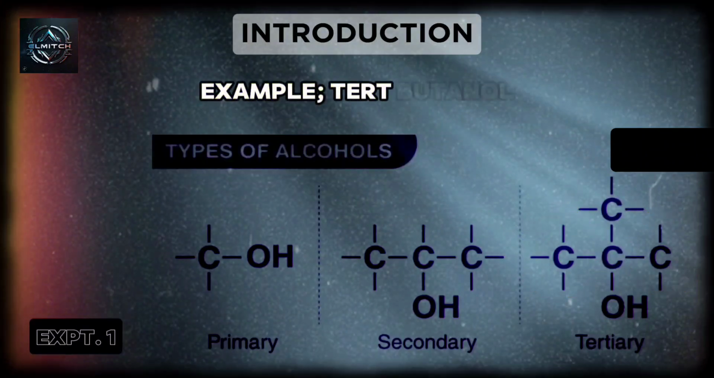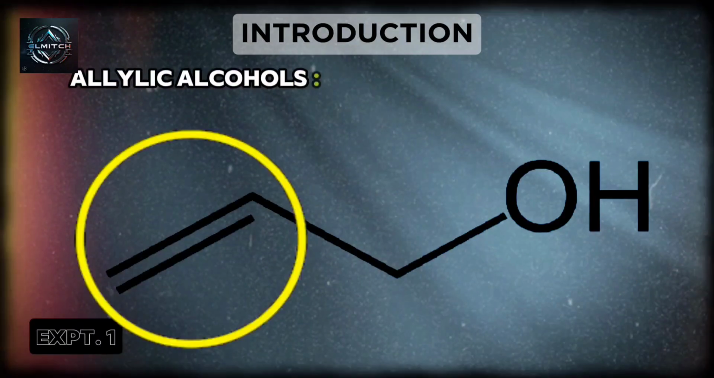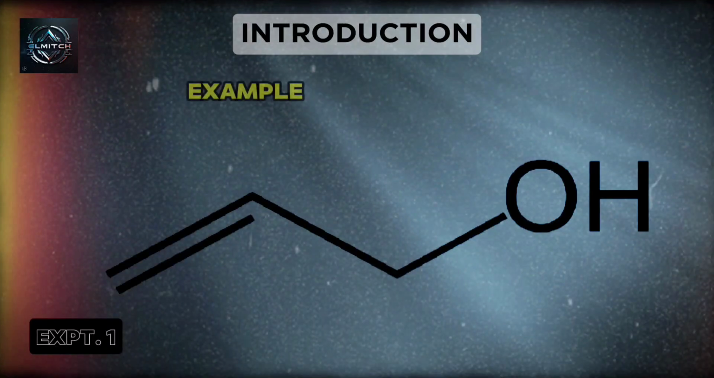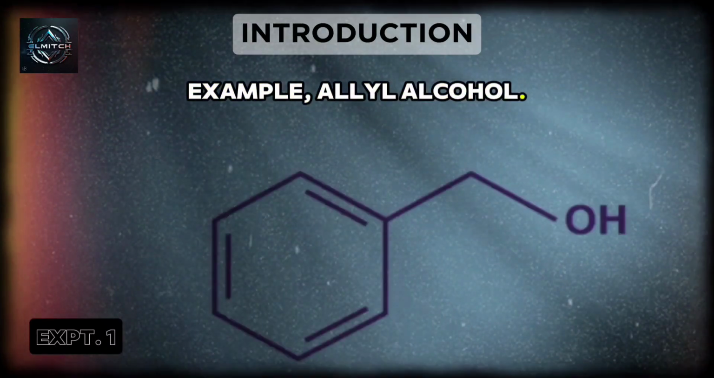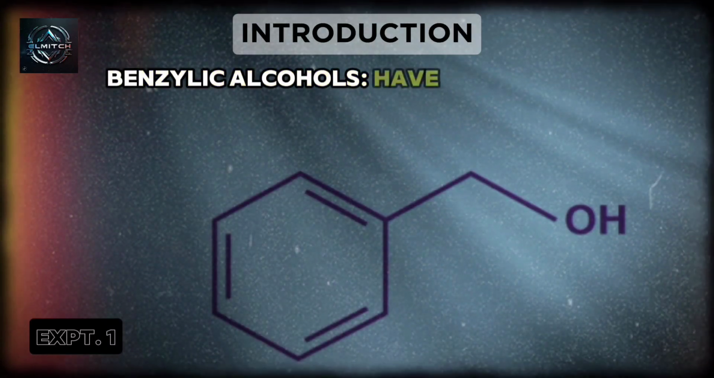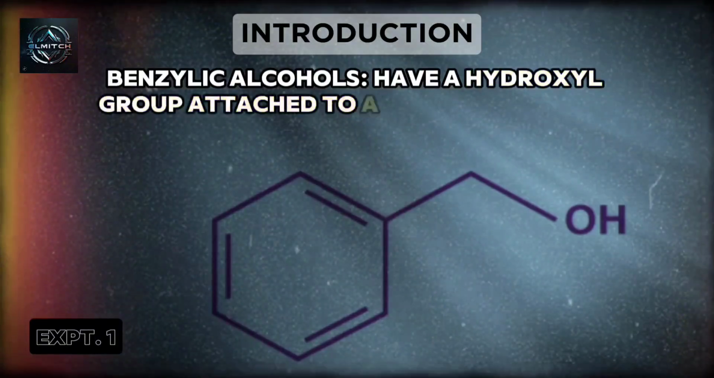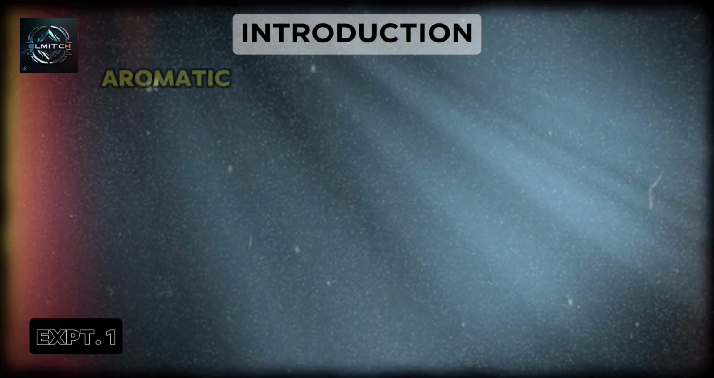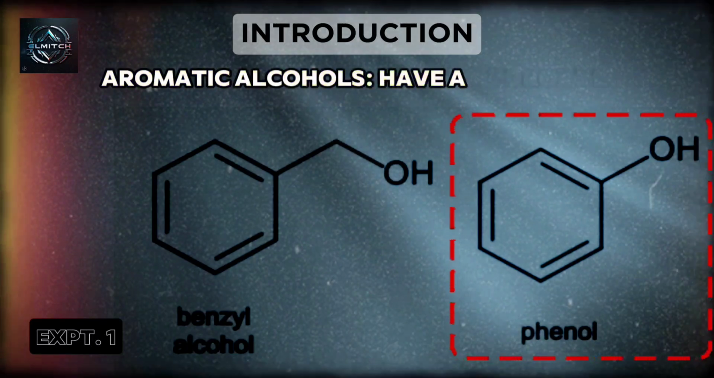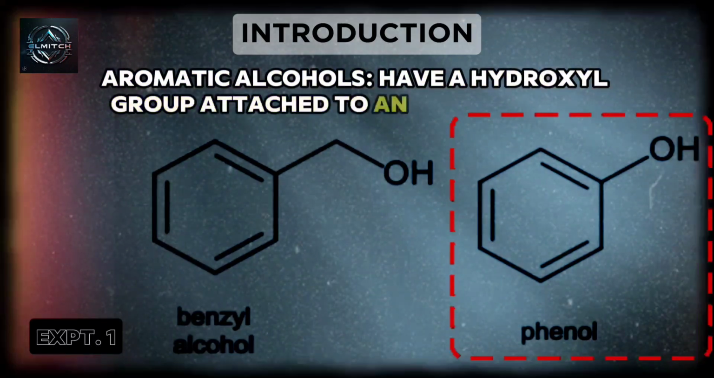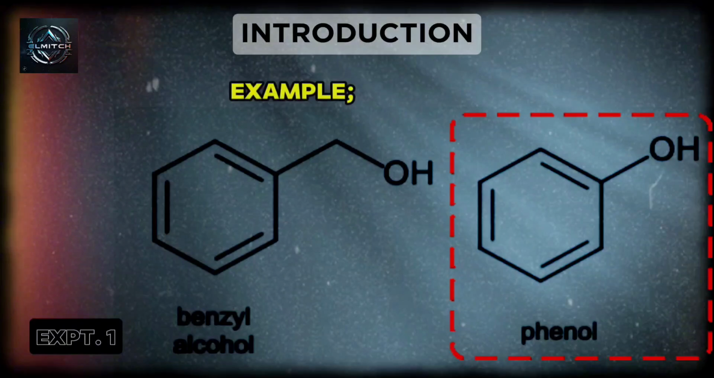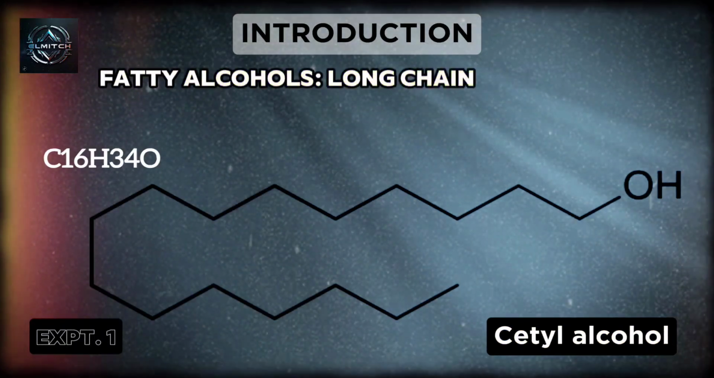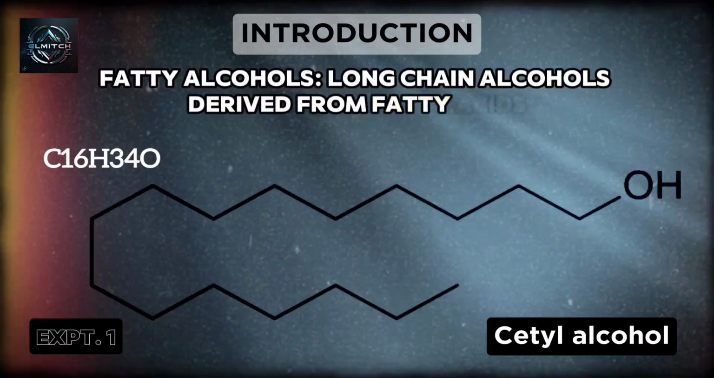Example: tert-butanol. Allylic alcohols have a hydroxyl group attached to an allylic carbon. Example: allyl alcohol. Benzylic alcohols have a hydroxyl group attached to a benzylic carbon. Example: benzyl alcohol. Aromatic alcohols have a hydroxyl group attached to an aromatic ring. Example: phenol. Fatty alcohols are long-chain alcohols derived from fatty acids.